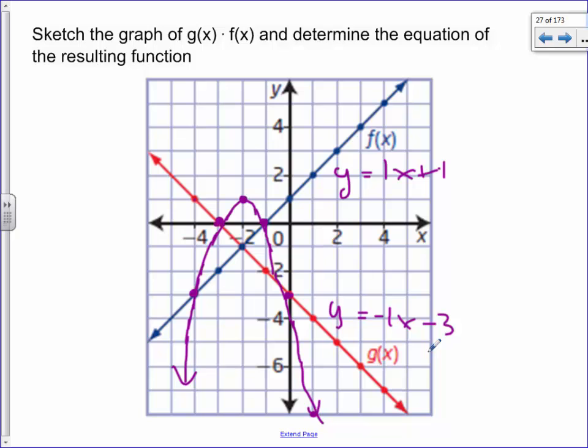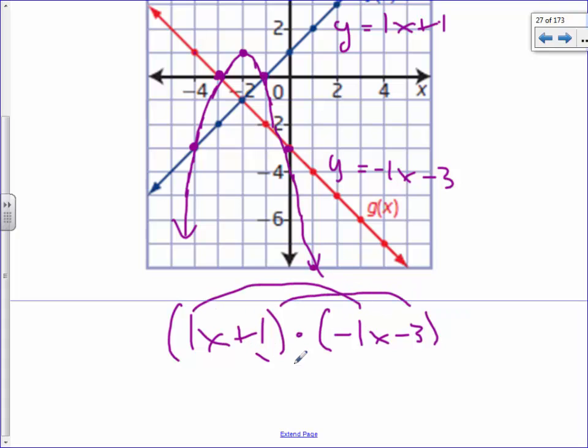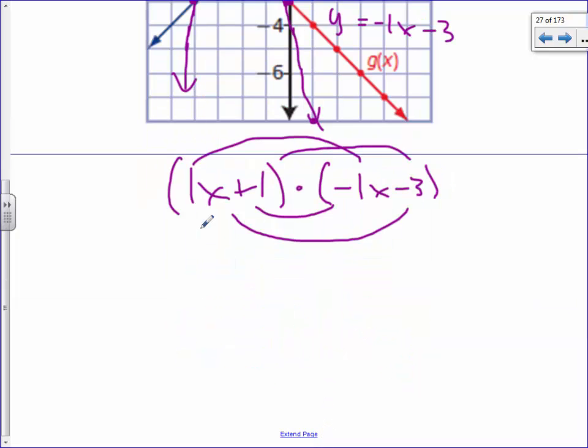Well, what happens when you multiply graphs together? You're actually going to end up FOILing them. If you took 1x plus 1 and multiplied it by negative 1x minus 3, if we wanted to figure out the equation of the new graph we just made, we're going to FOIL it. And so, long story short, if you take a linear and times by a linear, it actually will make a quadratic. So it would give you negative x squared, which is good because we actually know that it's upside down.